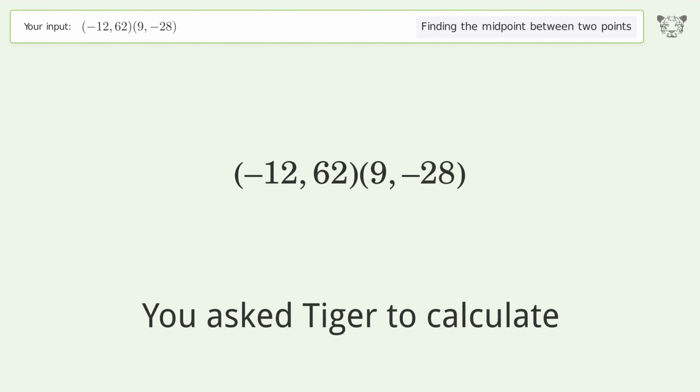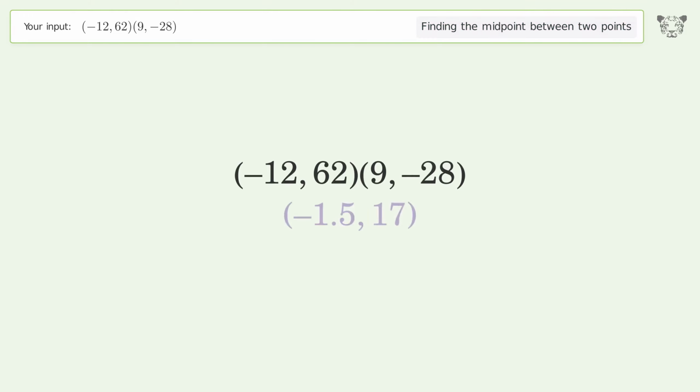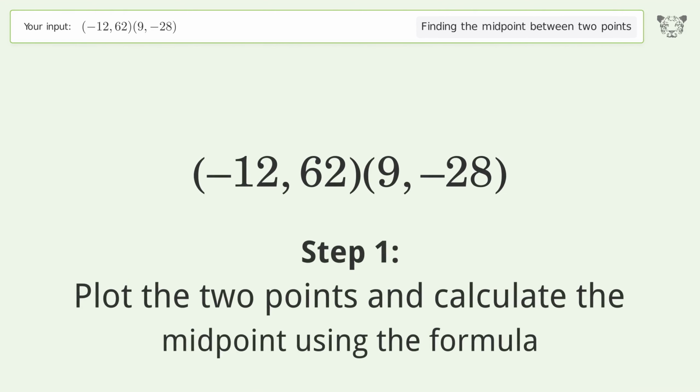You ask Tiger to calculate. This deals with finding the midpoint between 2 points. The midpoint between the 2 points is negative 1.5, 17. Let's solve it step by step. Plot the 2 points and calculate the midpoint using the formula.